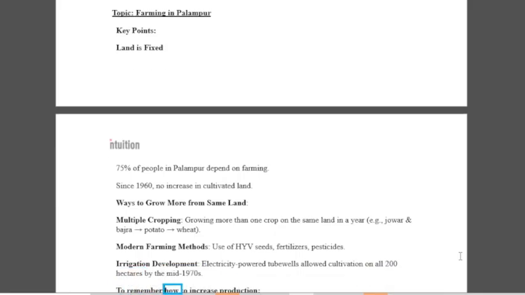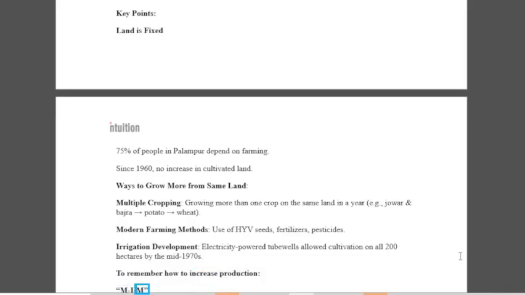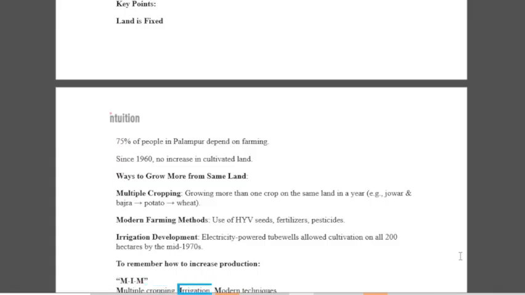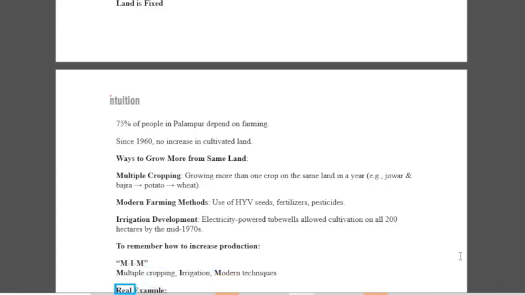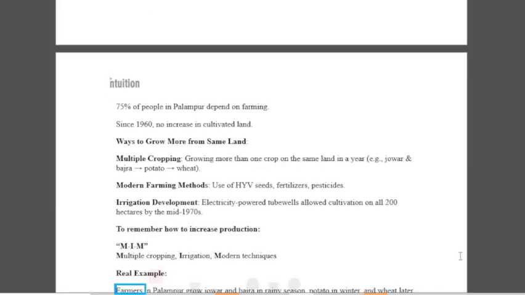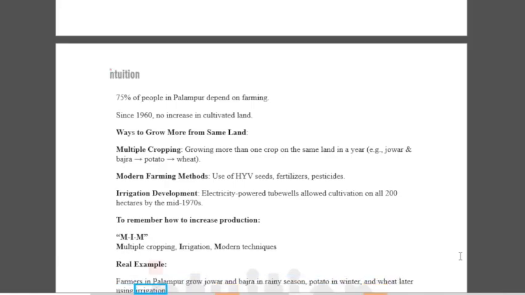To remember how to increase production: MIM. Multiple cropping, Irrigation, Modern techniques. Real example: farmers in Palampur grow jowar and bajra in the rainy season, potato in winter, and wheat later using irrigation.